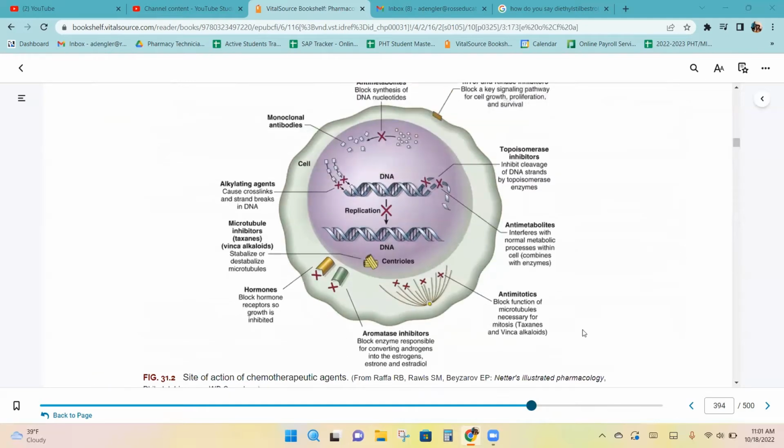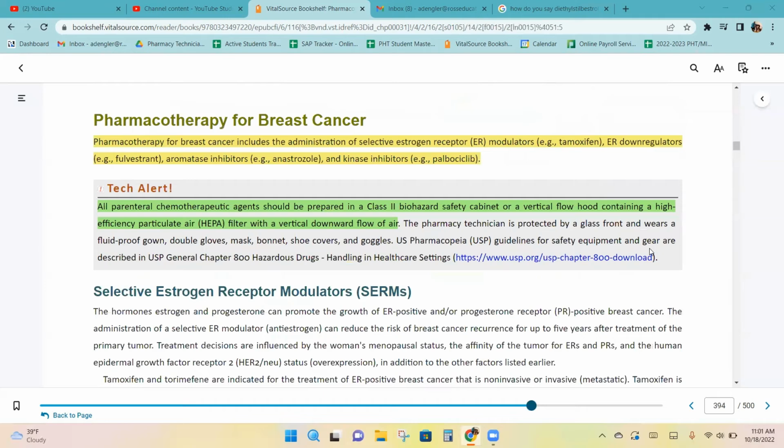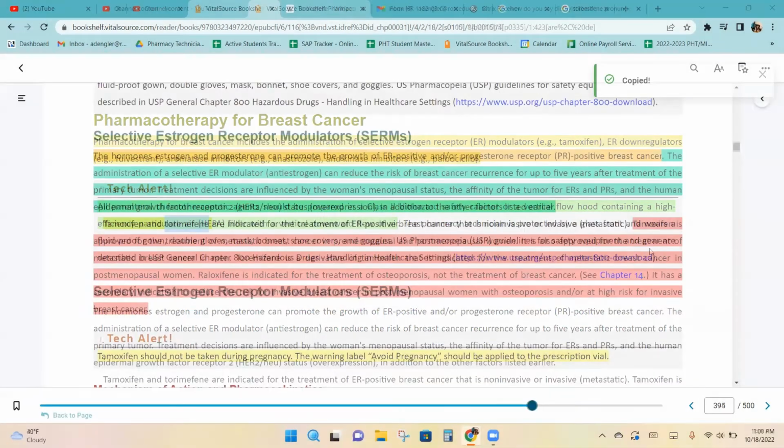Figure 31.2 shows us the site of action for chemotherapeutic agents. Pharmacotherapy for breast cancer includes the administration of selective estrogen receptor modulators like tamoxifen, ER downregulators like fulvestrant, aromatase inhibitors like anastrozole, and kinase inhibitors like palbociclib.